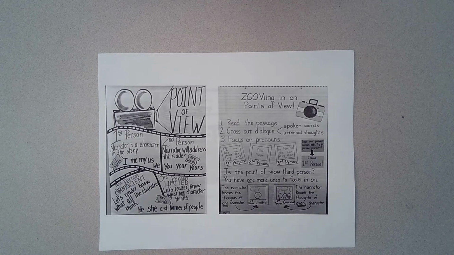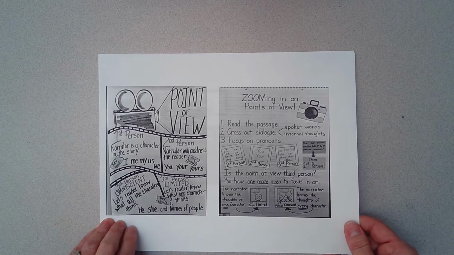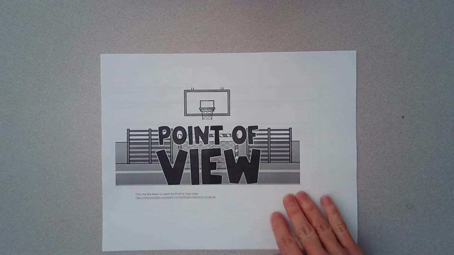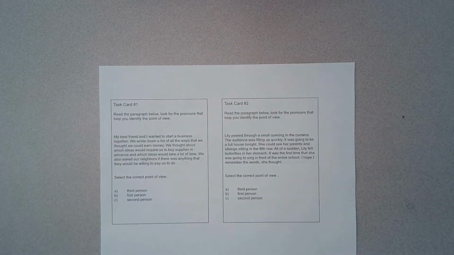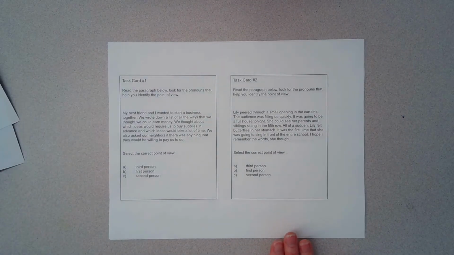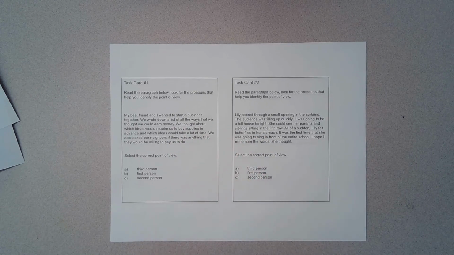All right, friends, are you ready to apply what we know? I know I am. All right, ta-da! Oh, that's not the one I want. Ta-da! It's our task cards. So we are going to read paragraphs located on this task card, and we are going to be detectives, and we are going to be looking for those keywords or pronouns that help us identify whether the point of view is first person, second person, or third person. Are you guys ready? I know I am.